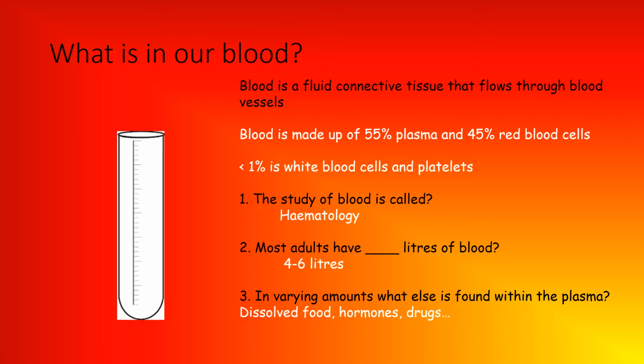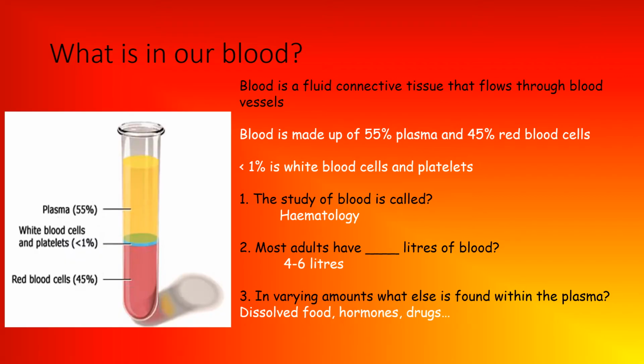Now what I'd like you to do is to draw a test tube for me and to draw the levels of what is in your blood. So I need 55% to be plasma, 45% to be red blood cells, and a teeny tiny bit to show the white blood cells and platelets. Hopefully you've got something that looks a little bit like that, and if you haven't labelled it, do make sure you label it so you know why on earth you've got different sections.